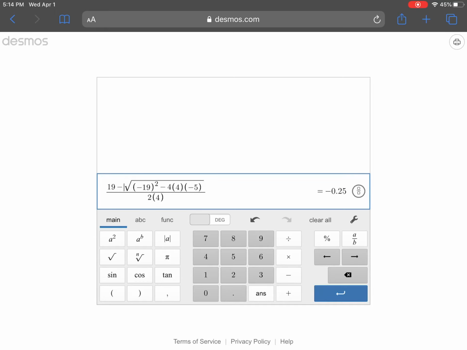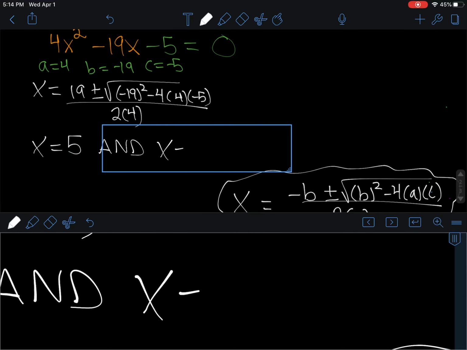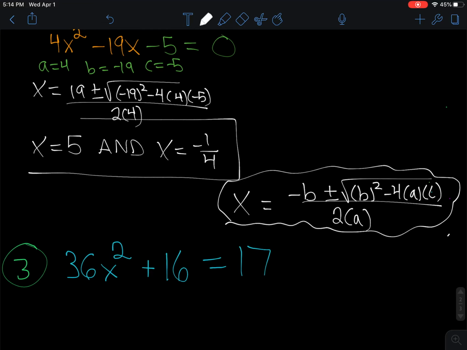And the other answer will be, again, you can put the decimal, but you can hit the button to the right of the answer, and it will change it to a fraction for you. So when you can do that, do that. If you don't do that and give me the decimal, that's fine. But it'll be negative 1 over 4 would be my other answer, or negative 0.25. So there's the answer for that.